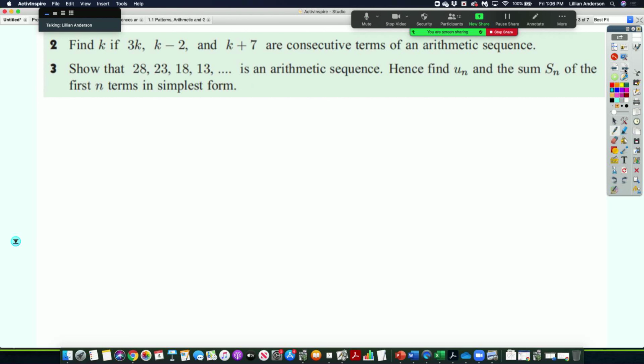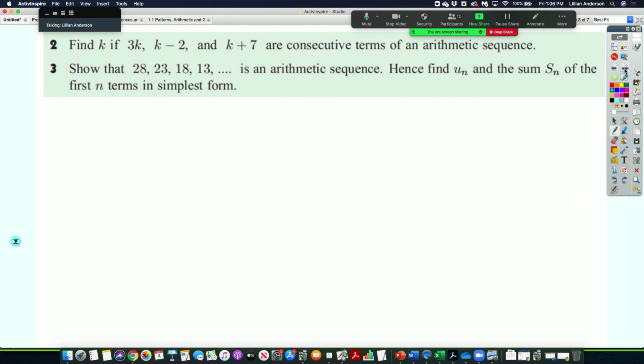I know number 1 was missed a lot and number 2 was missed a lot. So after I go over 1 and 2, you guys let me know which one you really want to see worked out.